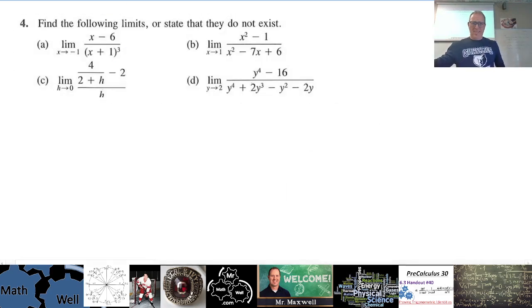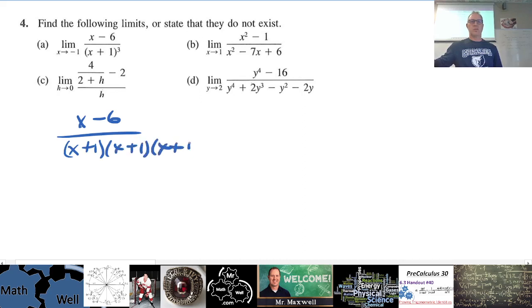All right, so find the following limits or state they do not exist. So if we put in negative 1 here, obviously that's a problem, that gives us 0 cubed on the bottom. That's no good, right? Now, can we factor a common factor here? Well, this is already factored, isn't it? The function looks like this, right? So that's already factored. So we can't do that manipulation. So how are we gonna do this?